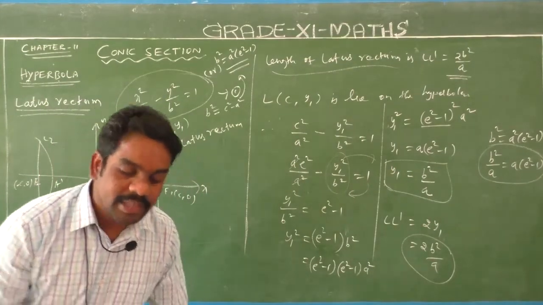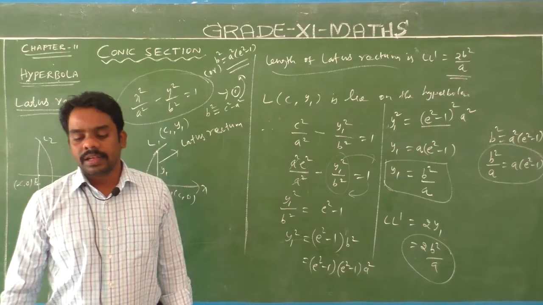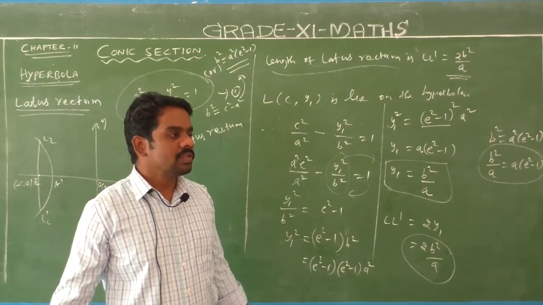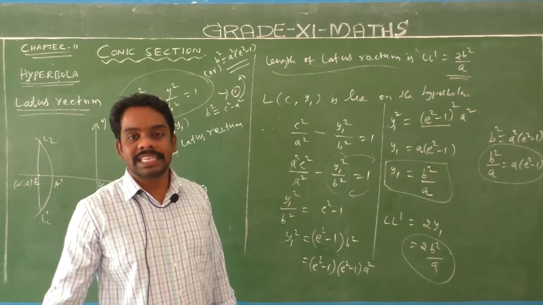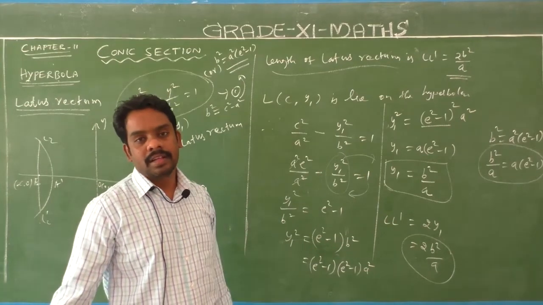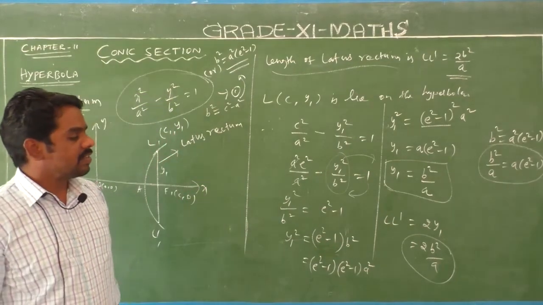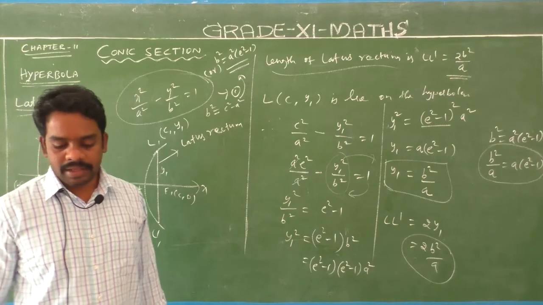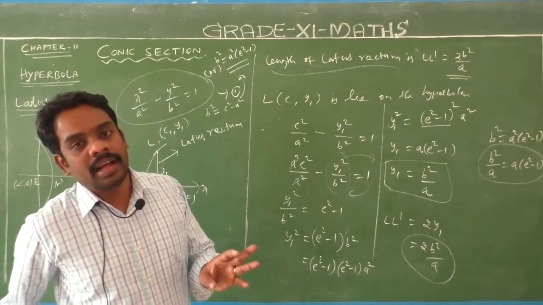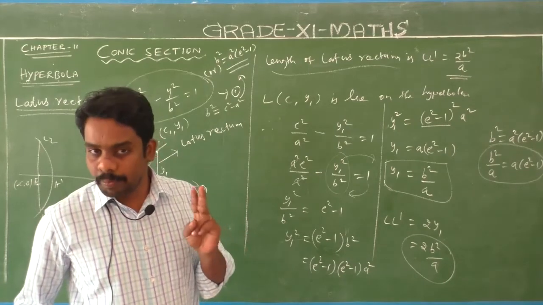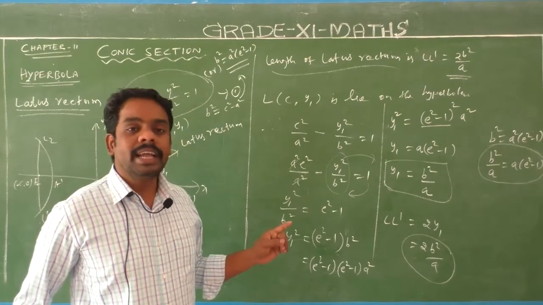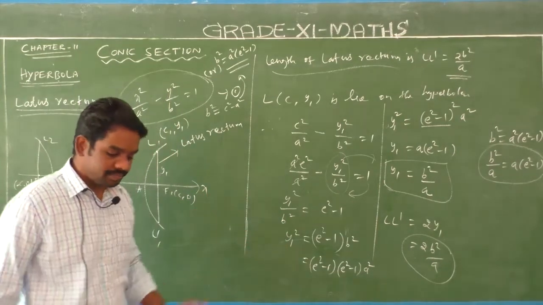Same as the ellipse, where the length of the latus rectum is 2b squared by a, here also the length of the latus rectum of the hyperbola is the same, 2b squared by a. Okay, listen: the length of the transverse axis is 2a, the length of the conjugate axis is 2b, and the length of the latus rectum is 2b squared by a.